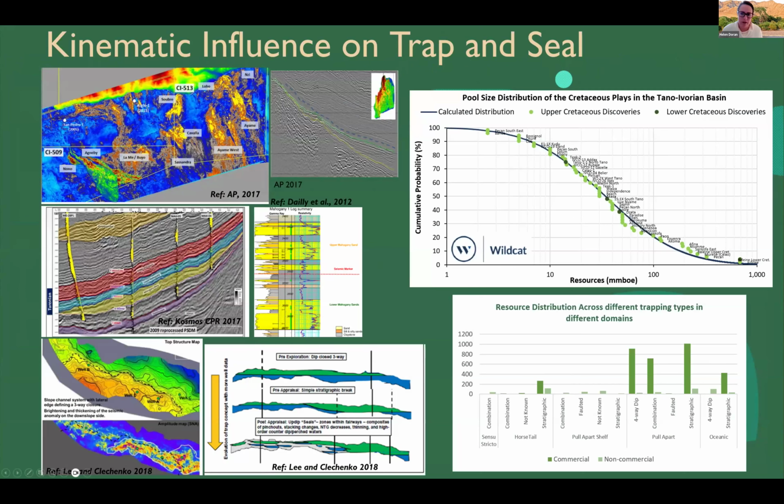Next one, trap and seal. So despite trap and seal obviously being two very distinct play elements, we're going to talk about them together today because they're obviously very much interrelated. Again, we'll start with the transform sensu stricto, and I thank here at this point, before I yabber on, the guys at Wildcat who have provided these beautiful statistics and plots for me.